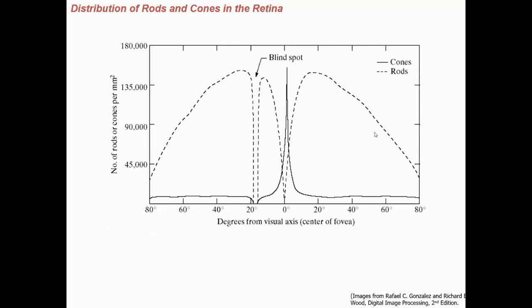And this is the diagram which explains the distribution of rods and cones in the retina. In the x-axis we have degrees from the visual axis, that is the center of the fovea, and in the y-axis we have the number of rods or cones per millimeter square. This graph is created based on vision, how the rods and cones are performing. So the cones are distributed only at the fovea, but rods are distributed over the entire eye, the entire retina. In the entire retina, we have rods. You can see here.